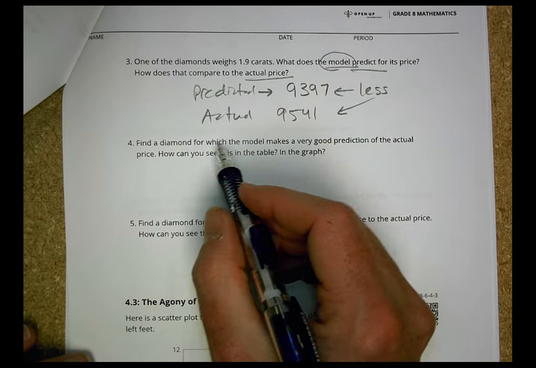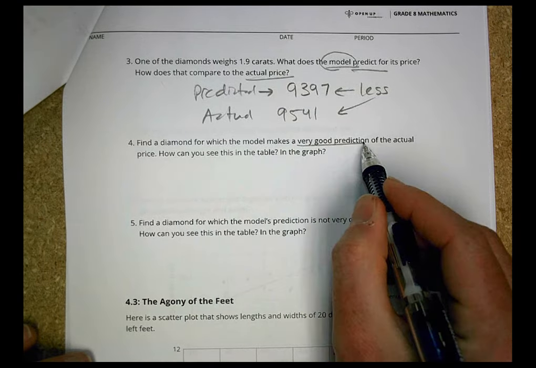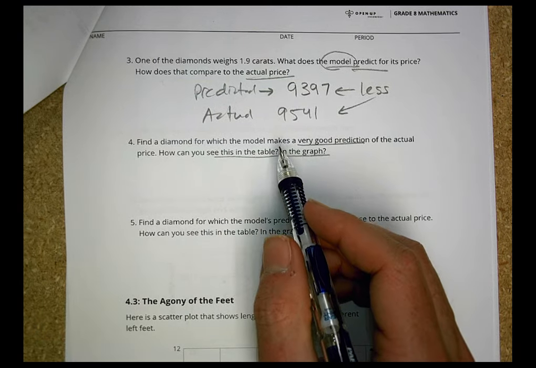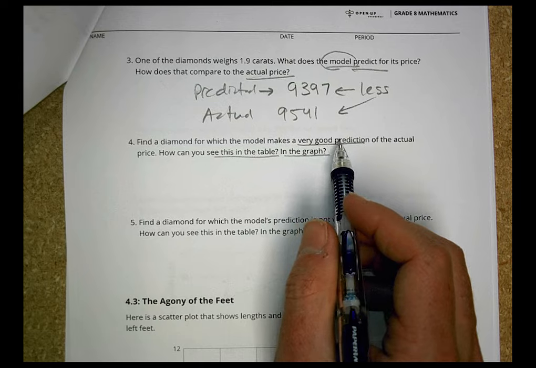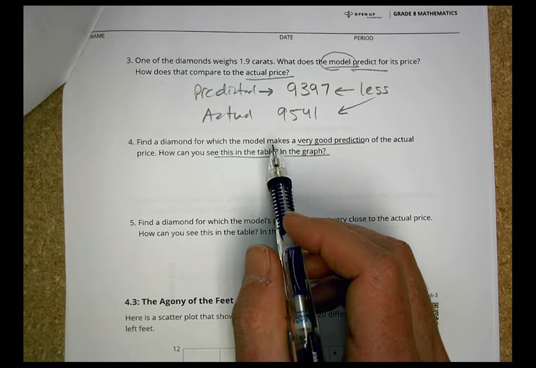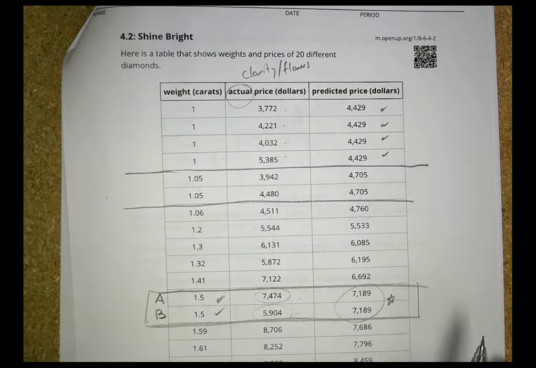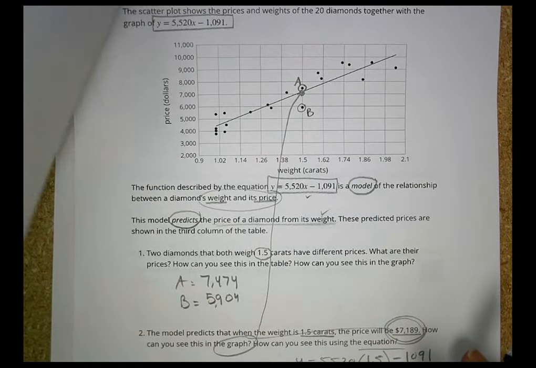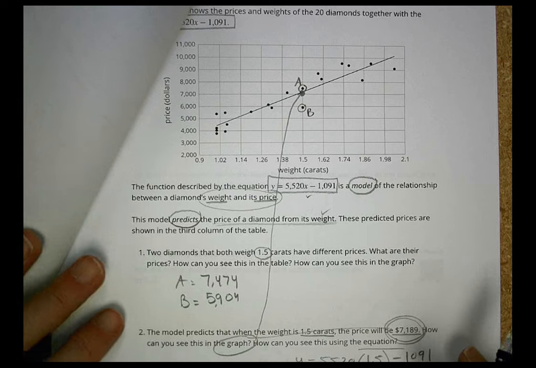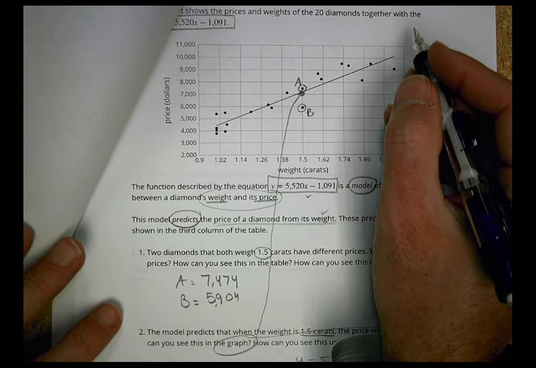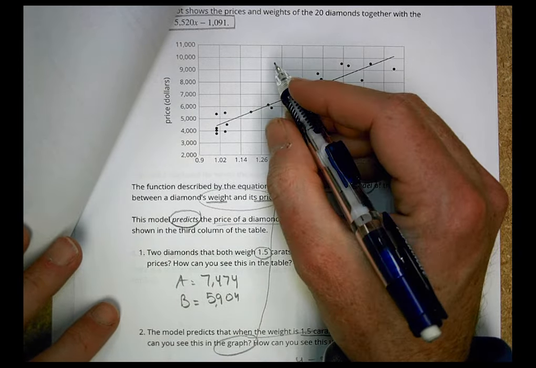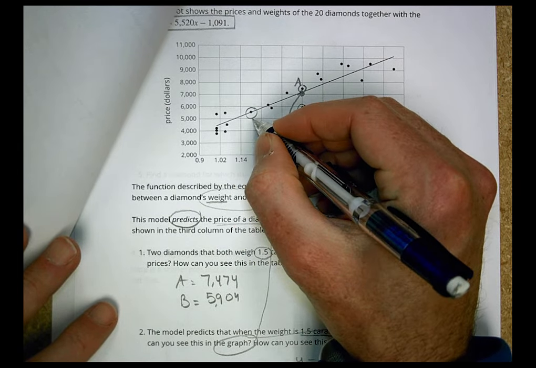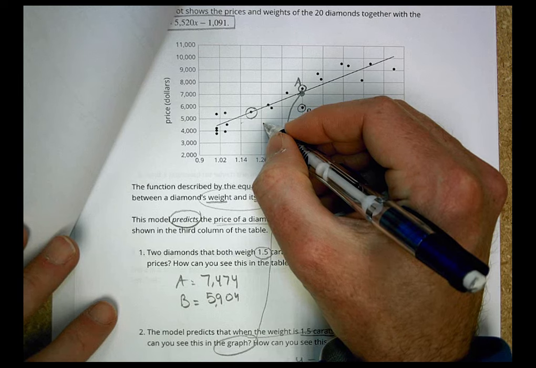Find a diamond for which the model makes a very good prediction of the actual price. How do you see it in the table, and how do you see it in the graph? So where are the prediction and the actual close together is what we're talking about. So let's take a look here. We could look first at the table if you wanted to, or you could begin with the graph. Up to you. I started with this one. I said let's look at the graph, because if it's a good predictor, it's going to be right on the line. And so for me, I saw this point right there, which is somewhere between 1.14 and 1.26, right?